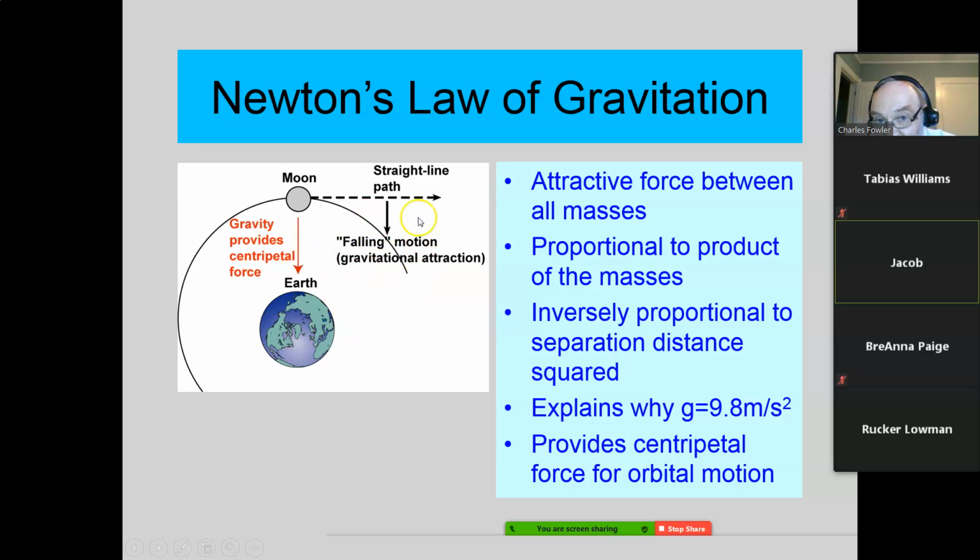Here is one example of this. The moon is going around the Earth. There is its velocity this way. It wants to go this way, but the Earth keeps pulling it inward. That's just like that string. The force due to gravity, the centripetal force, is what keeps the moon in orbit around the Earth. It's always falling toward the Earth, but not crashing into the Earth because it still has a velocity perpendicular to its fall. So that's one example.